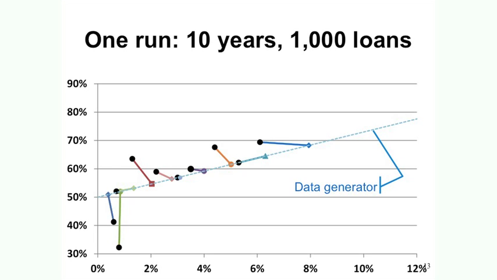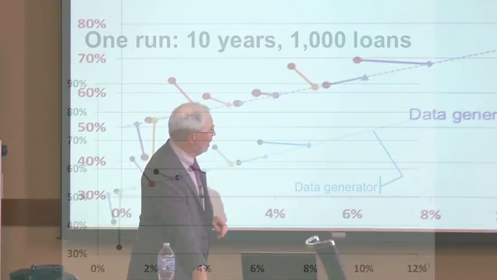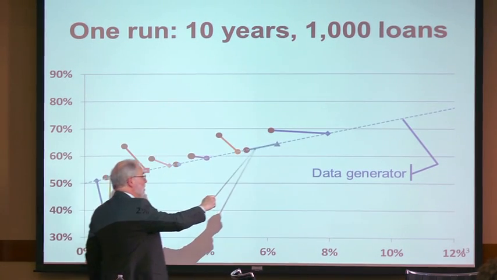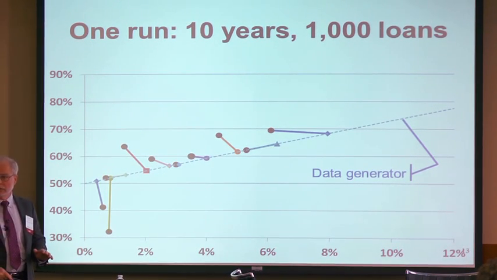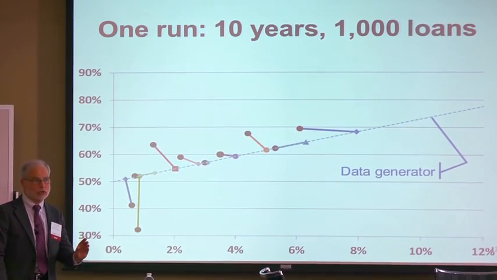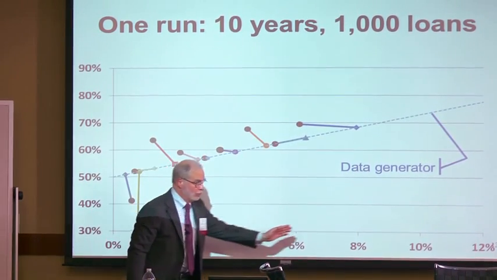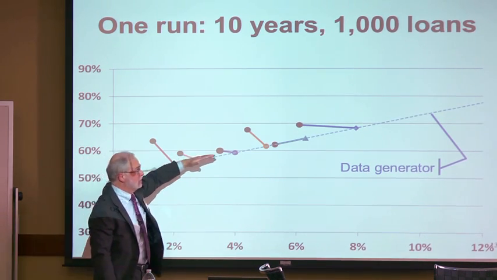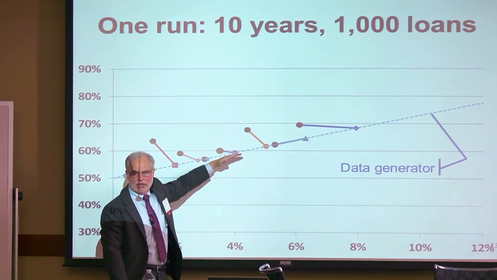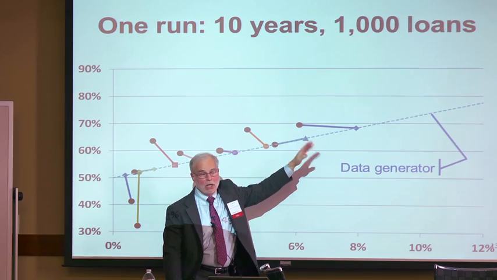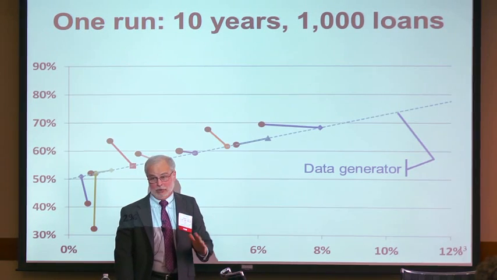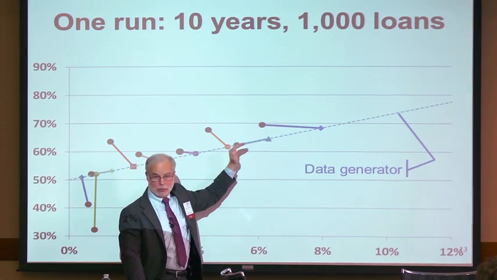Here's one. We're looking into my computer now. Here is one simulation run. And the key thing here is this data generator. So this straight line here, for purposes of discussion, represents the true underlying connection between the default rate, on the horizontal, and the LGD rate on the vertical. This is the source of my simulated data. It's not because I think the straight line is good. No. I'm going to try lots and lots of different lines before I'm done. This is just one line. It's where we're starting out.